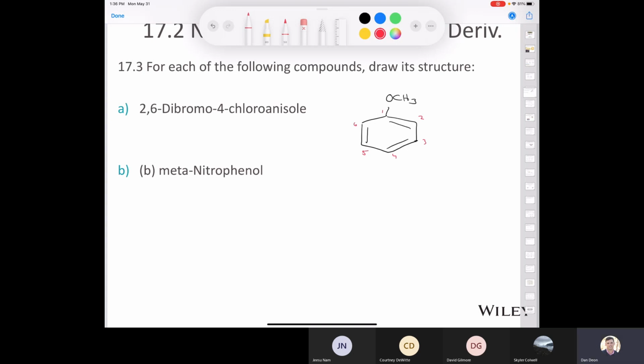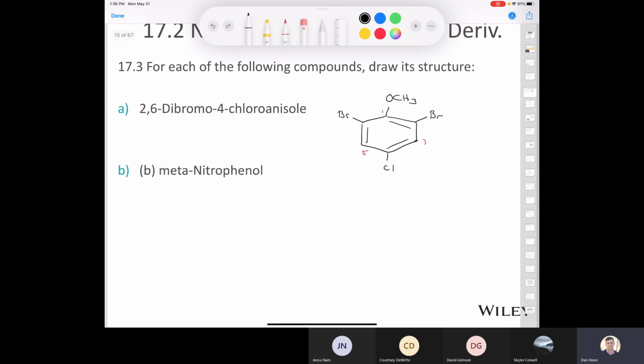The carbons 2 and 6, we need bromos. So let's erase those and we'll put a bromo in here and a bromo in here. And then at carbon 4, we need a chloro. So let's throw that in here. And there you have it, my friend. There's your first tetra-substituted benzene derivative.